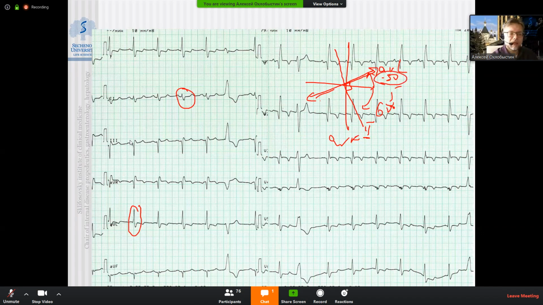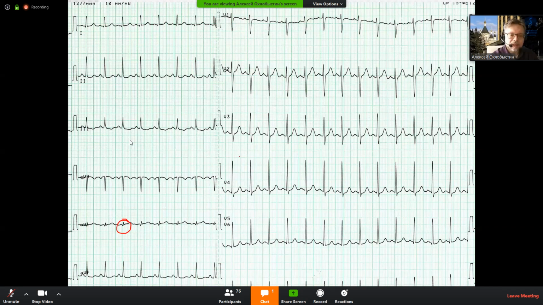Again, here, equiphasic is in AVL, the vertical horizontal line, that is the AVL, and perpendicular to AVL is second, plus 60. Let's look at the second. We have tallest positive. Therefore, the vector is coinciding with the positive part. So the conclusion is plus 60.